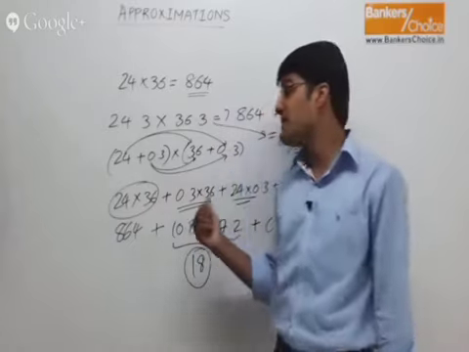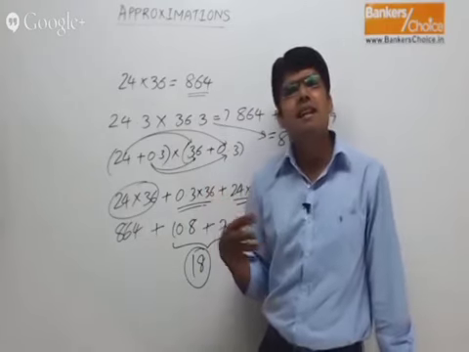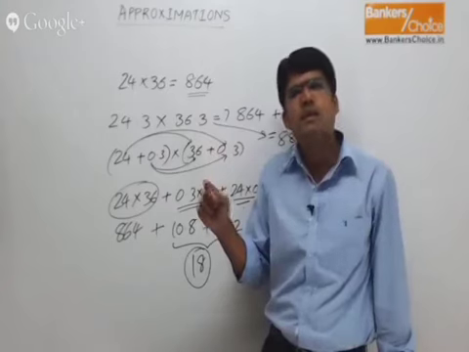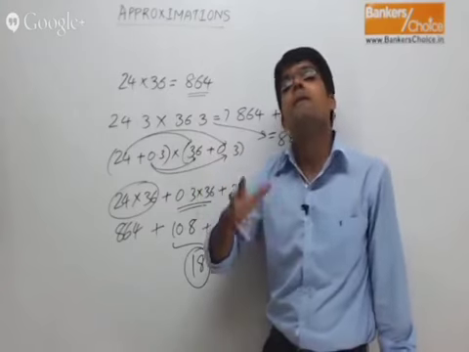Let me tell you why I have taken multiplications here, because divisions generally don't matter. In divisions, when you do this approximation, suppose 0.3 is neglected in the numerator and 0.3 is neglected in the denominator, you don't get much of a difference.